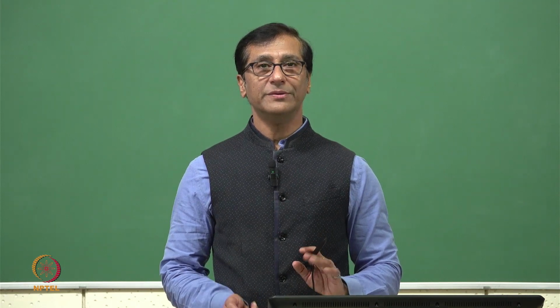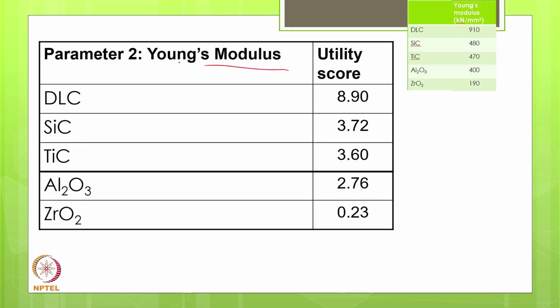If I go the same way with Young's modulus, we get a similar comparison to what we got for DLC, because here the Young's modulus is something like 901, which is the highest one, and zirconium oxide has the minimum. So here I am getting 0.23 and here I am getting 8.9. SiC is 3.72, 3.6 and 2.76. So whatever the relative ranking, you can compare and find a similar manner.